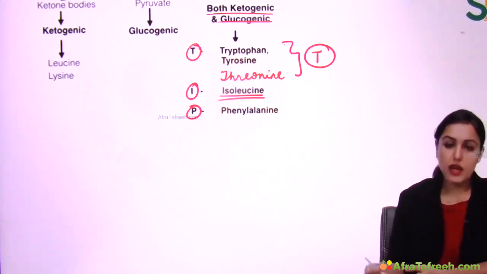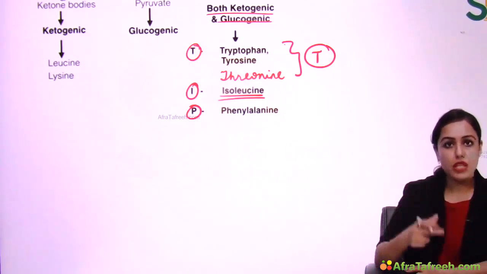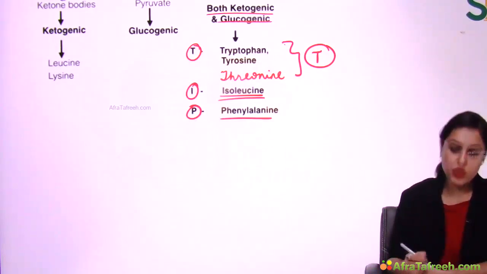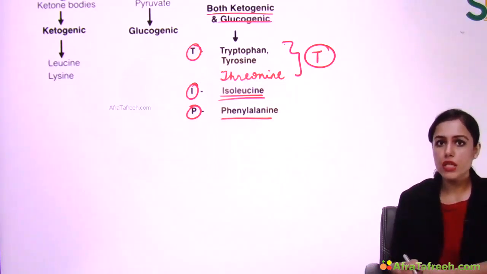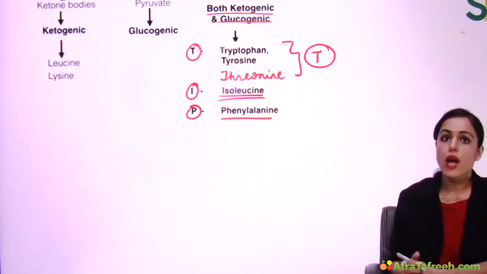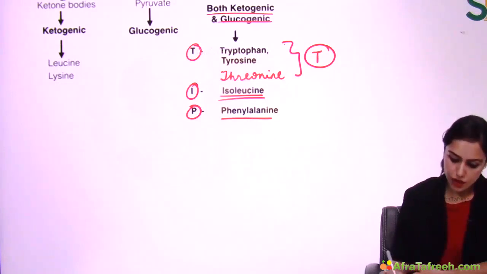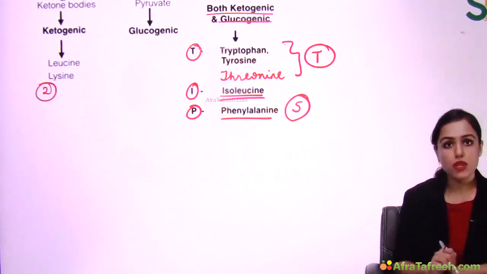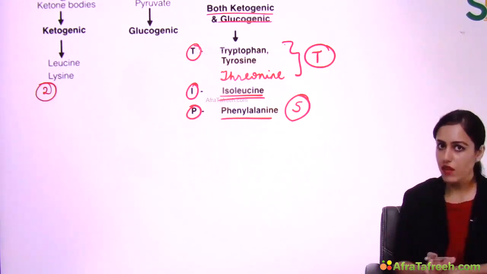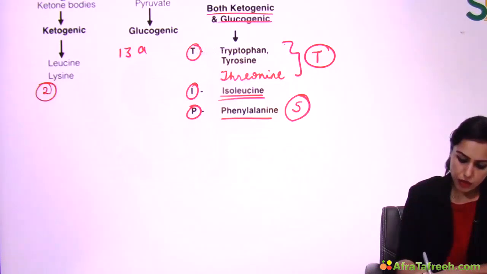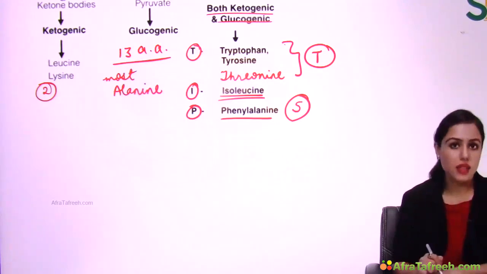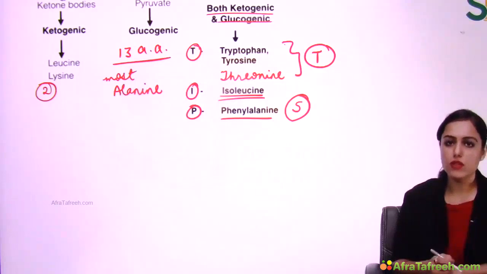Next, isoleucine. I is isoleucine, the mnemonic tip. T is all the 3 amino acids starting from T. I is isoleucine. P is phenylalanine. But be careful, this is not proline. This is phenylalanine, right? So how many amino acids do we have in both category? We have 5 amino acids in both category. And you know we have 2 amino acids in ketogenic category. So out of 20, 7 are done. So the remaining 13 amino acids are glucogenic amino acids, in which the most glucogenic amino acid is alanine. I told you Cahill cycle. So alanine is the most glucogenic amino acid here.